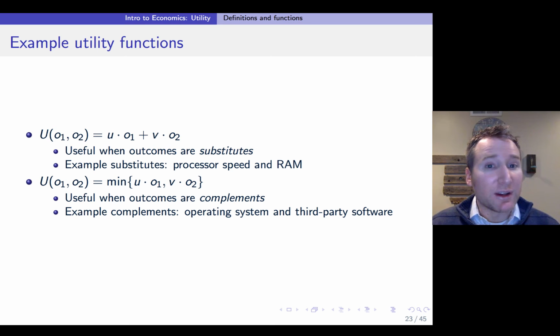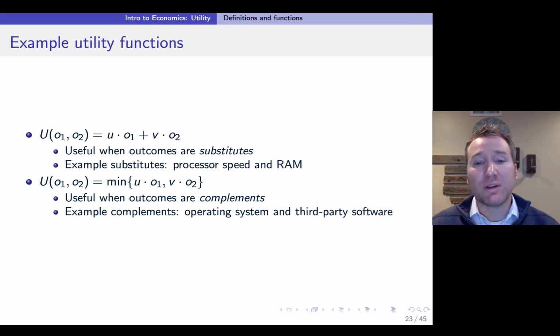So if you really liked outcome 1 more than outcome 2, but you still liked outcome 2, you'd have a larger value of u than v. And this model is very useful whenever the outcomes you're considering are substitutes. An example would be processor speed and RAM. You want a fast computer. You can get that in part by both having a fast processor and having a large amount of RAM.